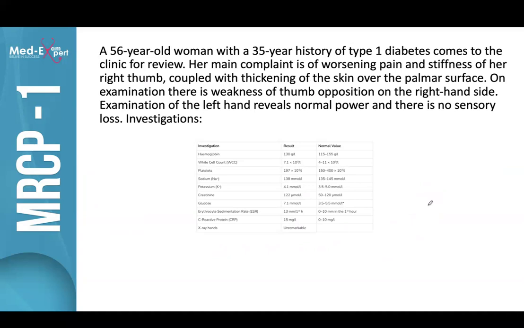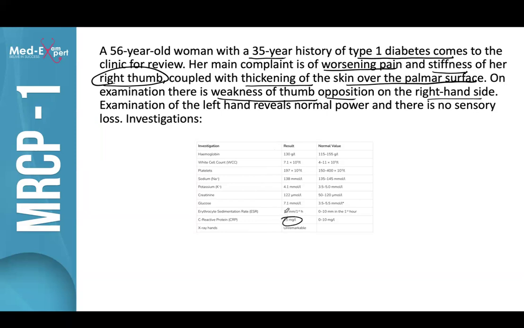A 56-year-old woman with a 35-year history of type 1 diabetes mellitus comes to clinic for review. She has worsening pain and stiffness of her right thumb, coupled with thickening of skin over the palmar surface. On examination, there is weakness of thumb apposition on the right hand, and examination of the left hand reveals normal power with no sensory loss. See the findings, anything interesting.